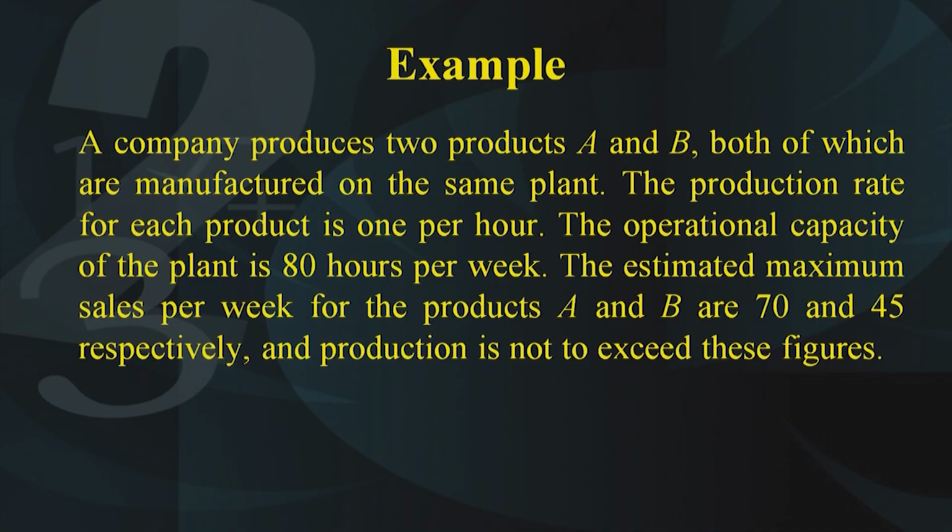So, let us now take another example. Suppose a company produces two products A and B, both of which are manufactured on the same plant. The production rate for each product is 1 per hour. The operational capacity of the plant is 80 hours per week. The estimated maximum sales per week for the products A and B are 70 and 45 respectively, and the production is not to exceed these figures.